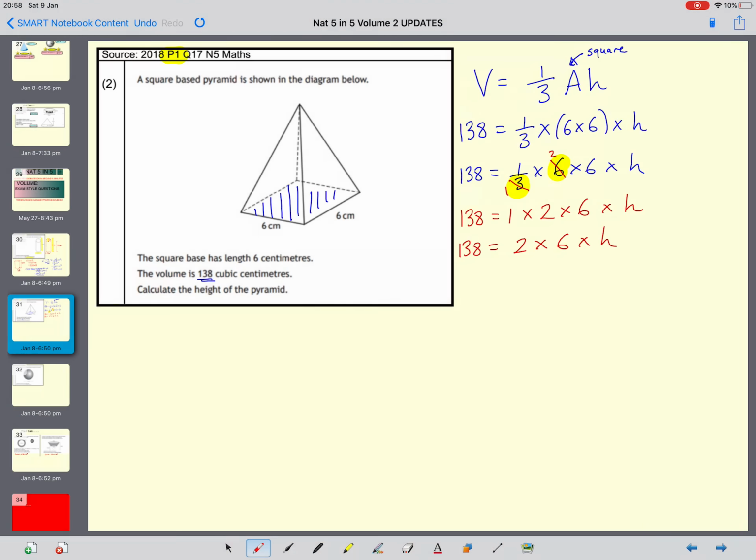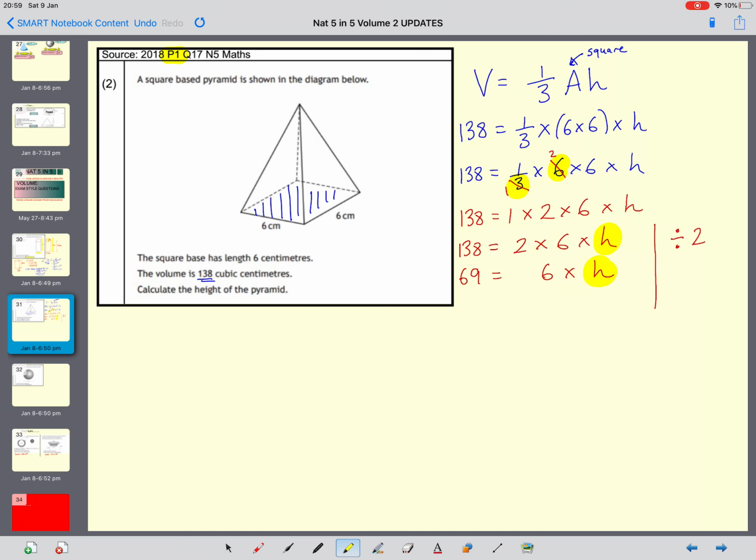Now you could multiply the 2 and the 6 together, but then again you've got a double digit that you then have to divide into 138. So I think the best thing to do here is to undo the multiply by 2 and the multiply by 6 separately. So you want to get h all by itself, and it is currently multiplying by 2 and multiplying by 6. So I'm going to do the working line, show you what I'm doing. I'm going to divide both sides by 2. So if I divide everything by 2, this becomes 69 equals 6 multiplied by h.